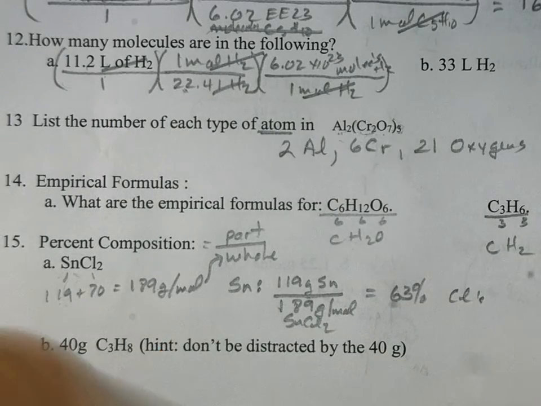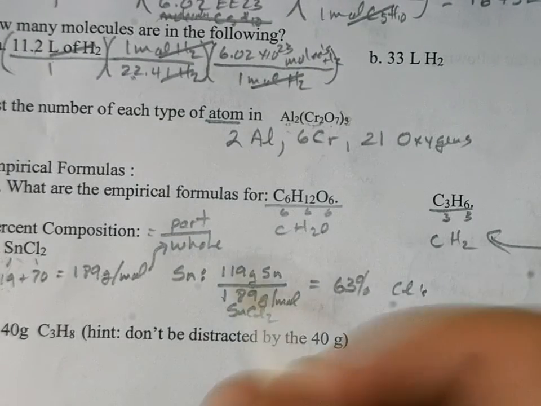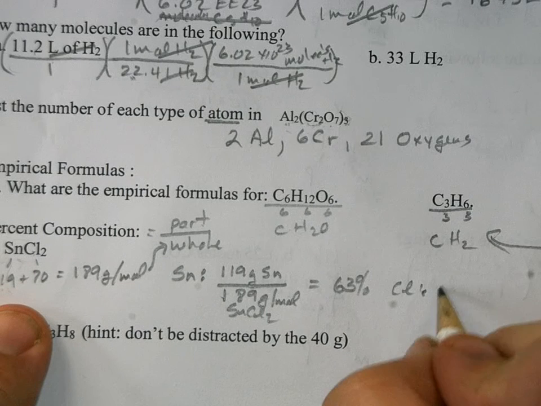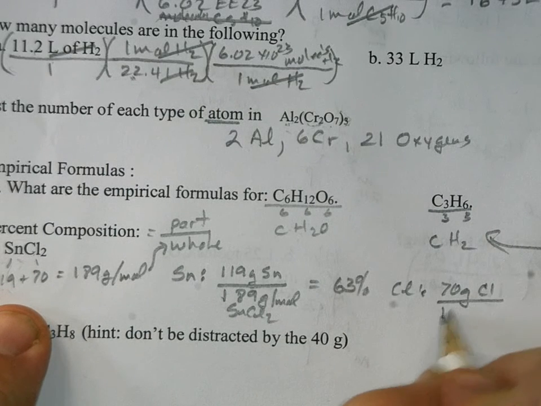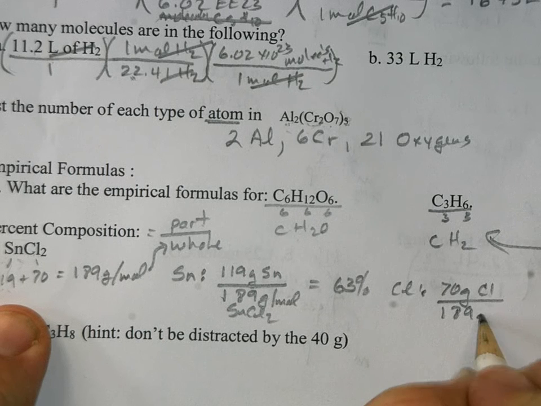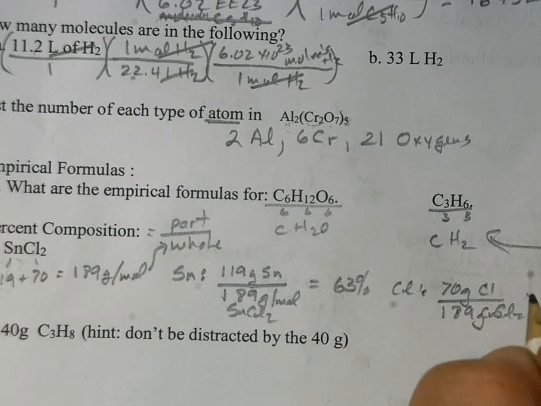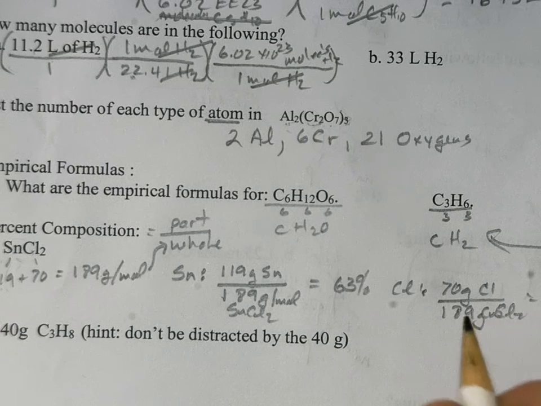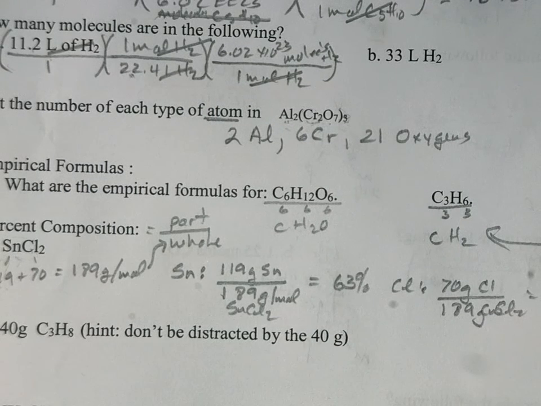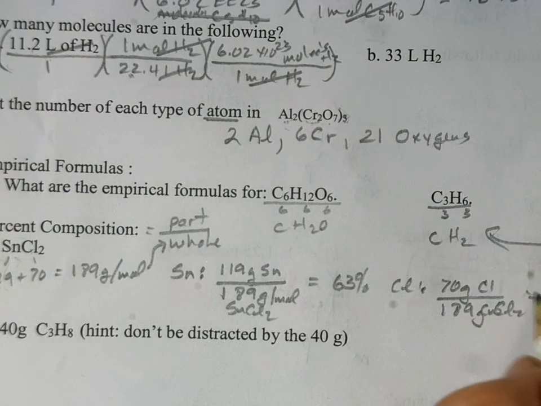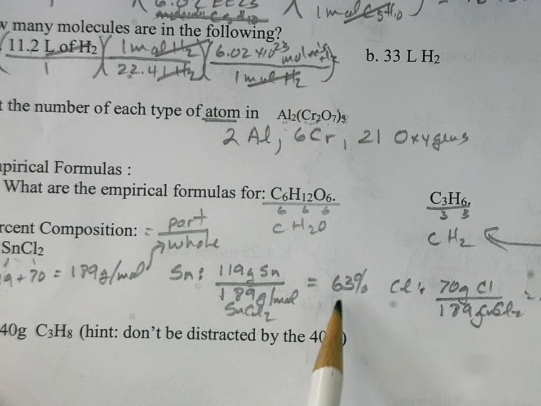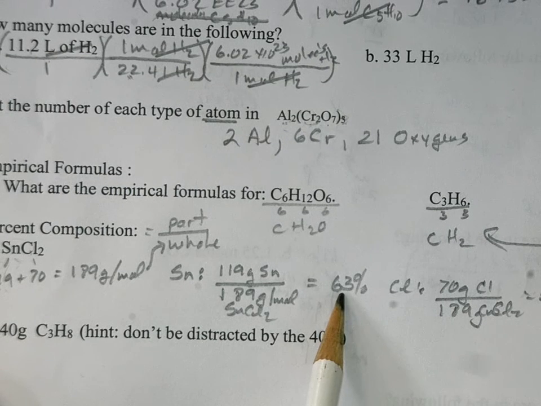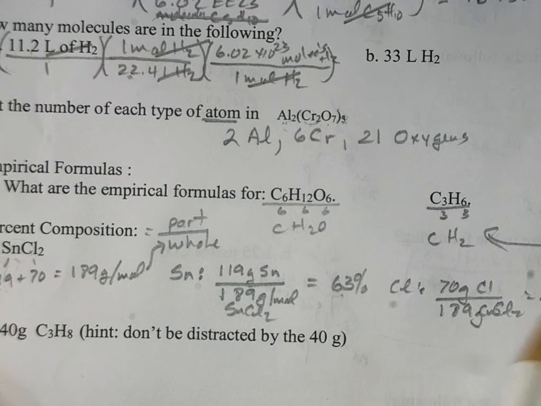I'm just going to set it up for chlorine. Let me scoot this over. Since now we have 2 chlorines in there, we've got to say there's 70 grams of chlorine altogether in 189 grams of SnCl2. And when you do the math on that, that's going to be about 37%. 0.37 is what you get on your calculator. Or you could have just taken 100 minus 63, and that would have worked out the same.